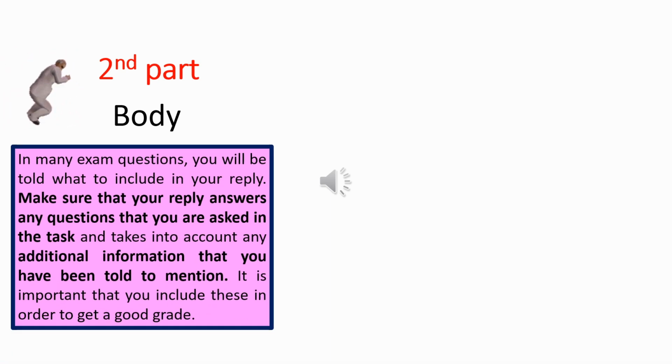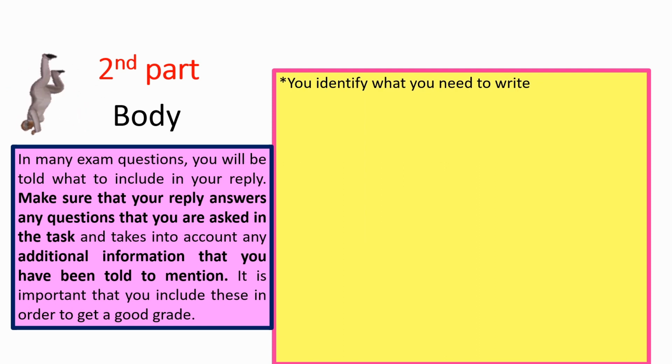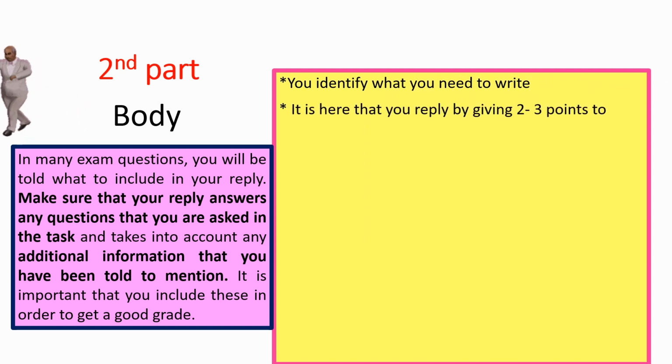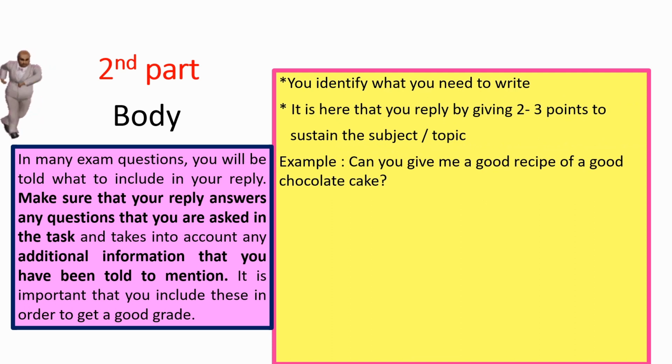In the second part, which is the body or where your contents are, first thing you must do is you identify what you need to write. It is here that you reply by giving 2 to 3 points to sustain the subject or topic. Example, can you give me a good recipe of a good chocolate cake? In the previous lesson, I asked for 3 good advice.